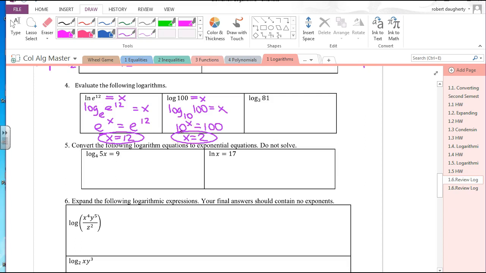Log base 3 of 81. That means that 3 to some power equals 81. That's 3 to the 4th. So x is equal to 4 in this case.